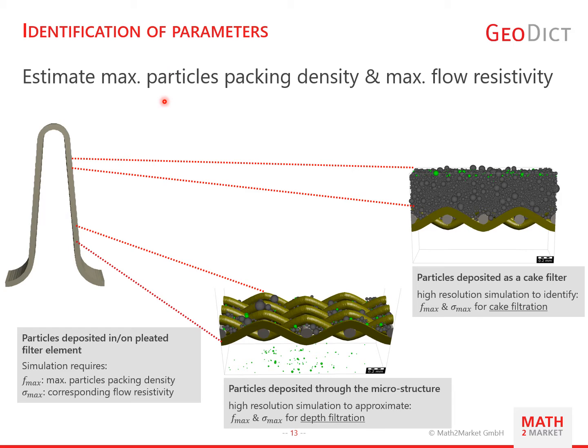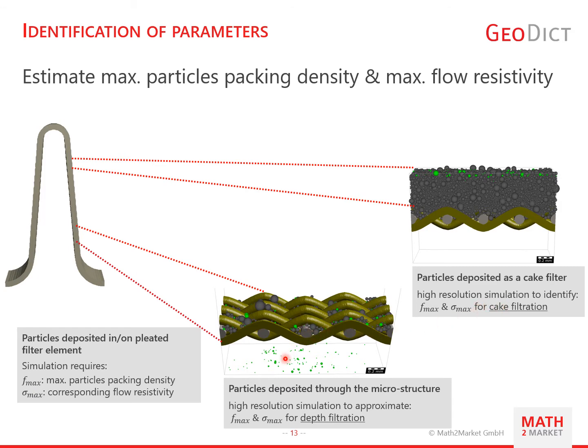So for the unresolved simulations or the simulations at macro scale or through the filter element, we need some essential parameters from the resolved scale or micro scale through the filter media. These are, first of all, the so-called maximum particle packing density, named as F max, and also the corresponding flow resistivity named as sigma max. And we have to define these two parameters for depth filtration and also for cake filtration.